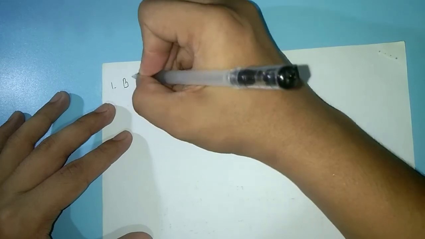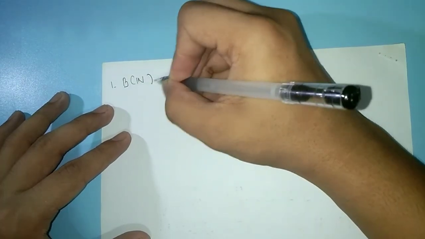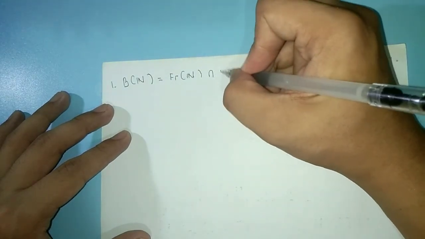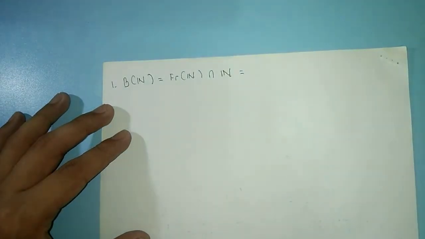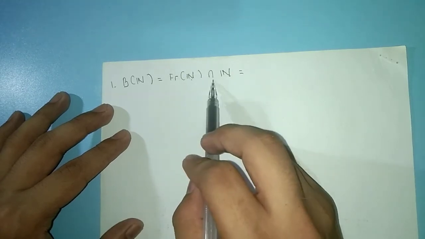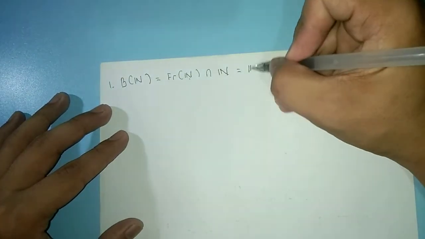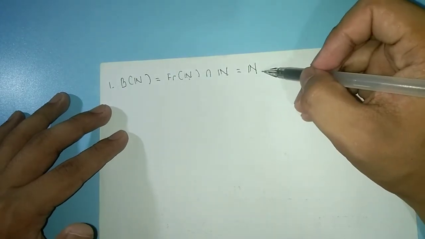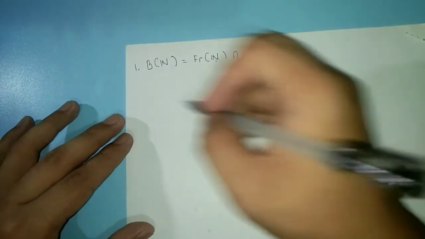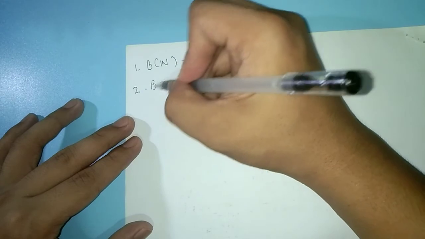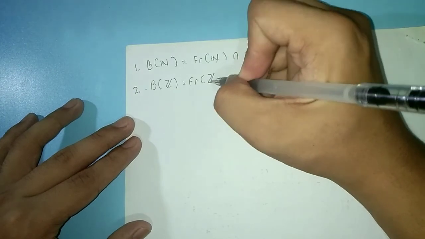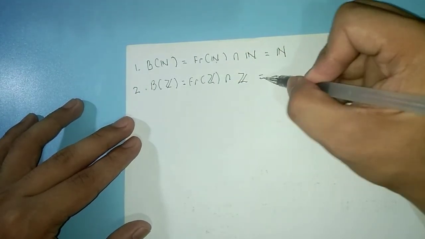Okay, so for example, hanapin natin yung boundary ng set of natural numbers. So that is the intersection ng frontier ng set of natural numbers tsaka nung given set. And ano yung intersection nila? Kung ang frontier ng N ay N mismo, tapos intersection ng N, syempre magiging intersection niya, that is N. So ibig sabihin, lahat ng elements ng set of natural numbers ay boundary point. Okay? Next, boundary naman ng set of integers. So for same reason, frontier ng set of integers, intersection set of integers ay yung mismong set.